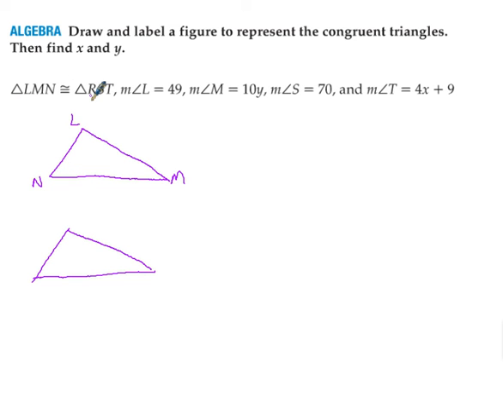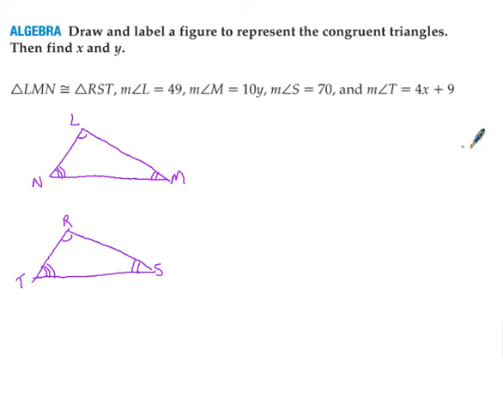L is corresponding to R, so the angle that looks like L is going to be R. N is in the middle. It corresponds with the letter in the middle here. It corresponds with S. So M is going to go with S. And then N corresponds with T. So N will go with T down here.